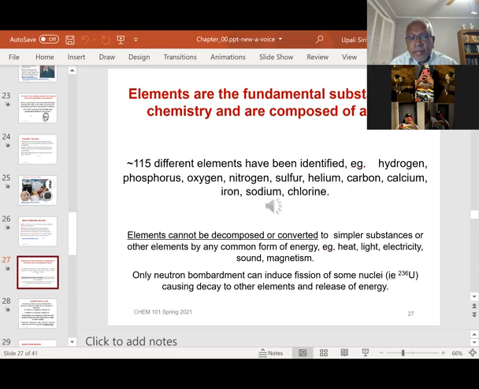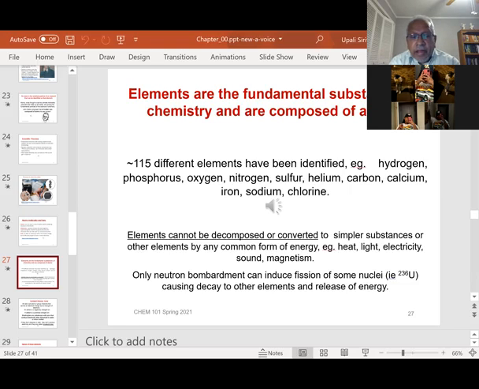So they participate in energy transfer as heat, light, electricity, sound and magnetism. All matter exchanges energy as light, electricity, sound, and magnetism. We're going to look at the forms of energy that elements and compounds can participate in.